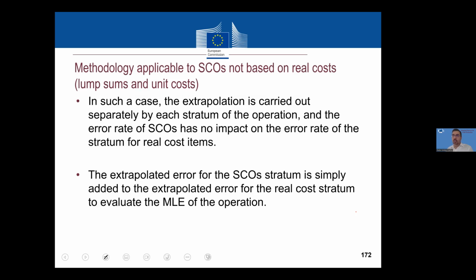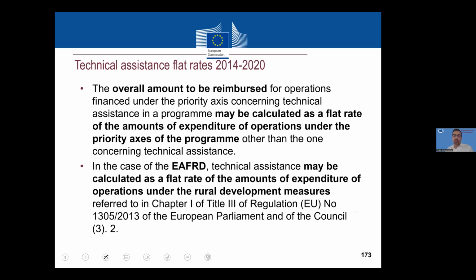Talking about standard cost options, it makes sense now to make a connection to technical assistance based on flat rates, because of course there is a connection between these and the examples that we have seen before, where the standard cost options are based on flat rates. So what, still in 2014-20, can you say in terms of technical assistance flat rates?